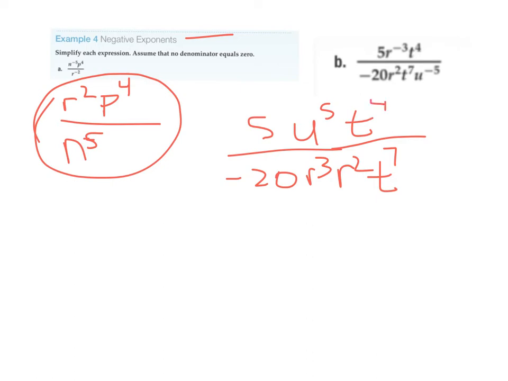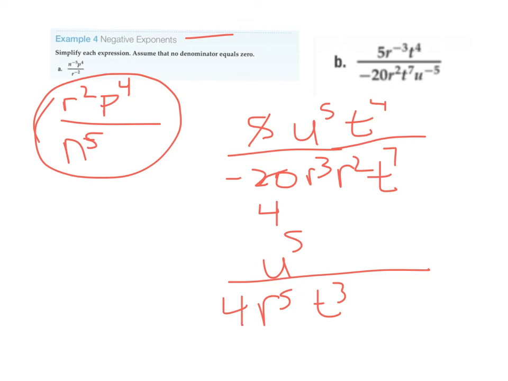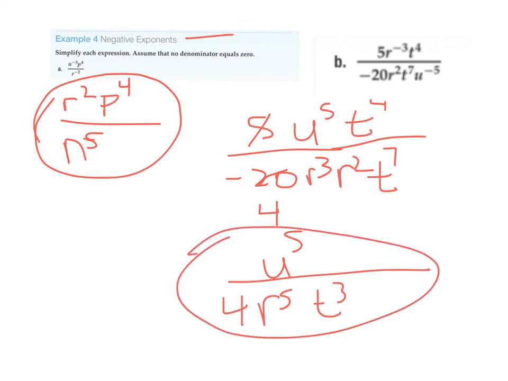Now once we have all the exponents dealt with, we can then go ahead and simplify. So 5 divides into negative 20 4 times. So what we have, the u stays as is. The t we subtract, so I'm going to get t to the 3rd power. And the r's I add, so I get r to the 5th power, and we have a 4. So this is our simplified answer after we dealt with the negatives.